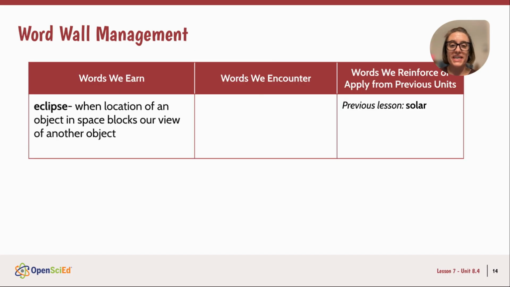Word wall management. In this lesson, we will learn the word eclipse. So when the location of an object blocks our view of another, and we will be referring back to solar, which we learned in a previous lesson in this unit, meaning sun, and it's the sun that's being blocked.